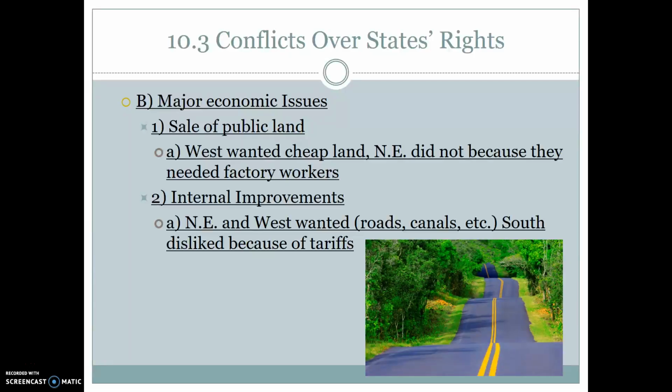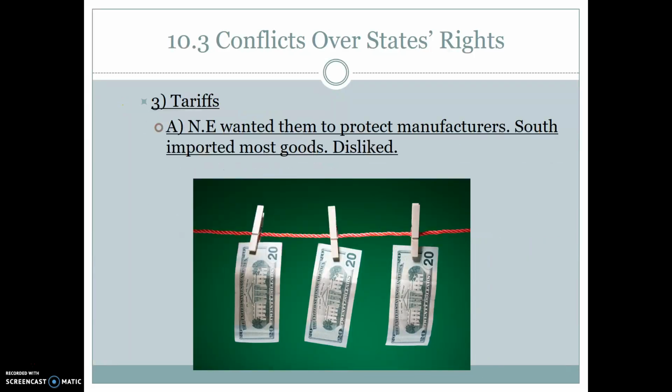The Northeast and West, though, both agreed on the idea of needing roads and canals to be able to increase their ability to trade. But the South disliked this idea because the only way to pay for all of these is by using tariffs, and because the South only exported cotton and had to import most of their goods, this made their prices more expensive. So we had multiple conflicts and agreements going around.